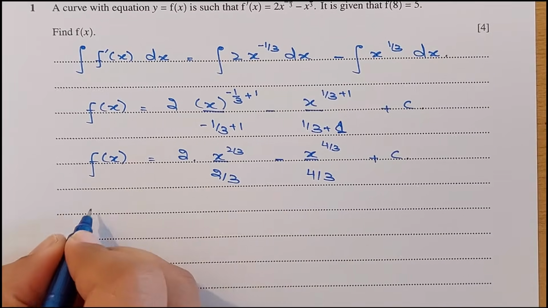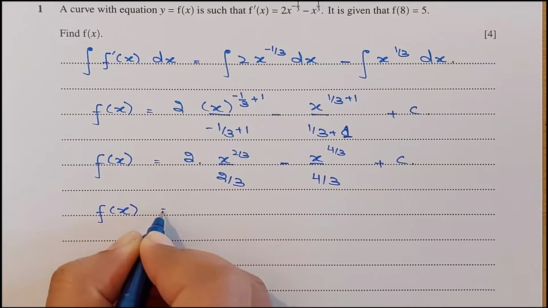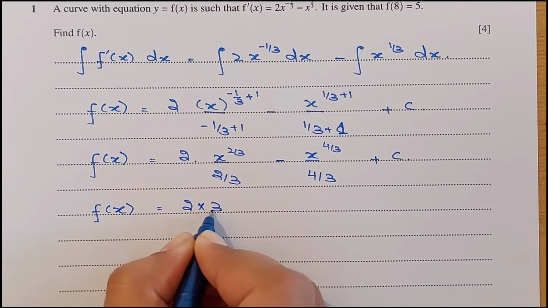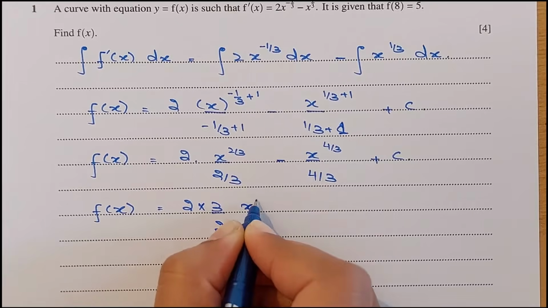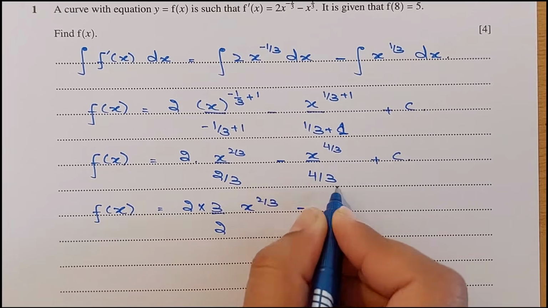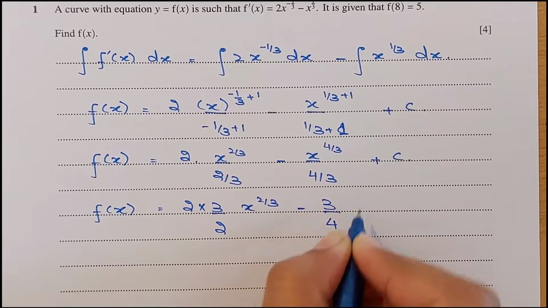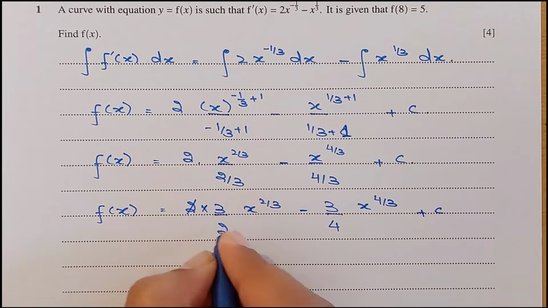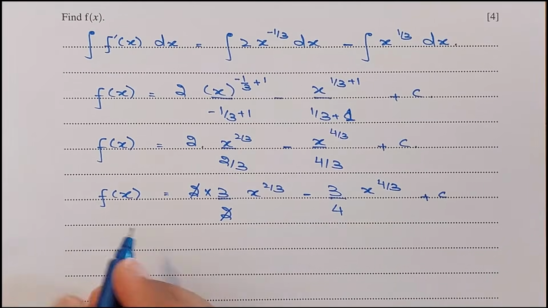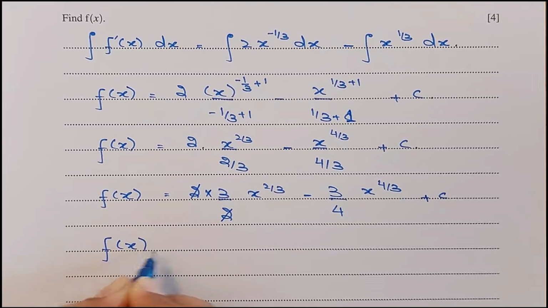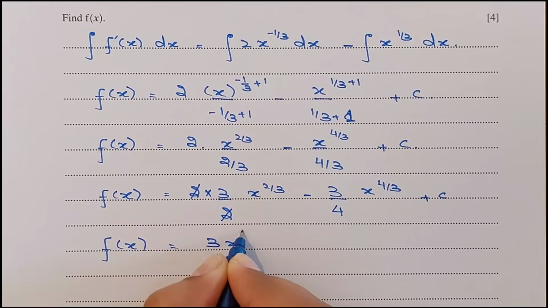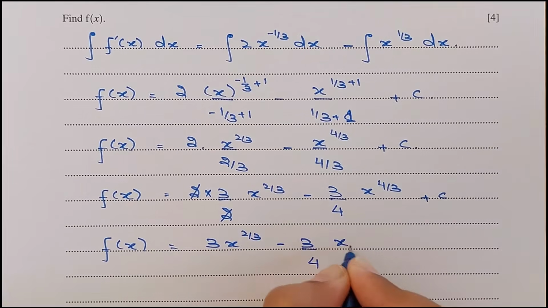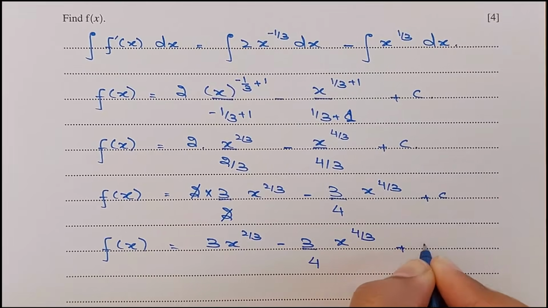Further simplification, we have f of x equals 2. The reciprocal of 2 by 3 is 3 by 2, so 3 by 2 times x power 2 by 3, minus the reciprocal of 4 by 3, which is 3 by 4, times x power 4 by 3, plus c. Now we can cancel the 2, and f of x equals 3x power 2 by 3 minus 3 by 4 x power 4 by 3 plus c.